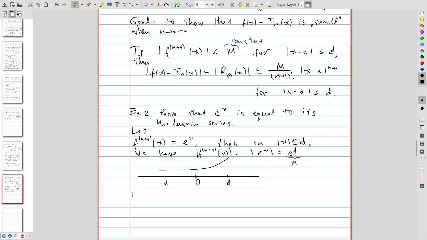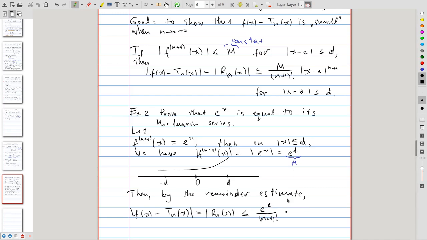the remainder estimate. Then, by the remainder estimate, or Taylor inequality, if you wish, we have that the absolute value of f of x minus T_n of x, so the difference between f and the nth degree Taylor polynomial, which is the absolute value of the nth remainder, is at most, and now we're using this formula over here, at most M, so e to the d, divided by (n plus 1) factorial times the absolute value of x minus a to the power n plus 1.